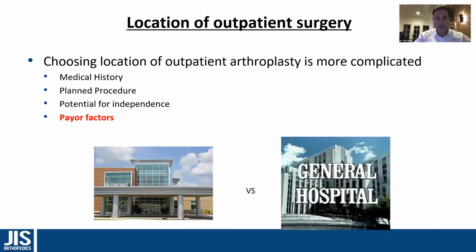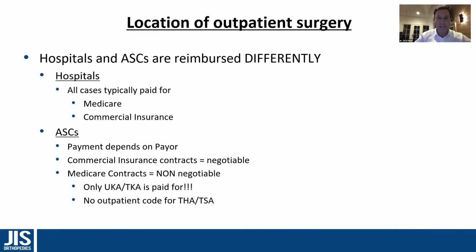But what does matter are these payer factors, which I highlight here, because you'll see that both of these centers reimburse very differently for the same procedure. For hospitals, almost all cases are typically paid for across the board for Medicare and commercial insurance. With respect to ASCs, however, the payment depends heavily on that payer. Commercial insurance contracts are negotiable, so if you look across your portfolio of insurance contracts, it's a very different reimbursement for the same CPT code or DRG code. Medicare contracts are non-negotiable and are considerably less at the outpatient center. Currently today, only uni and total knee are paid for. There is no outpatient group for total hip until next year.